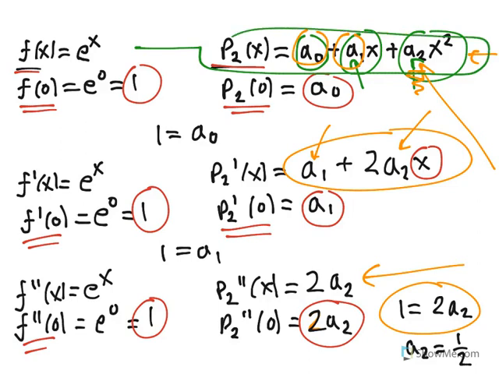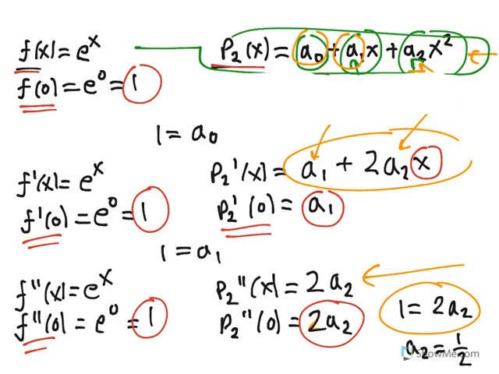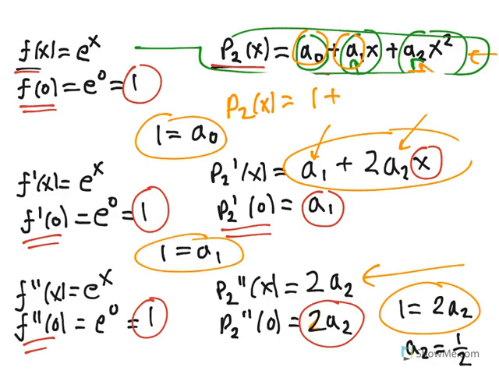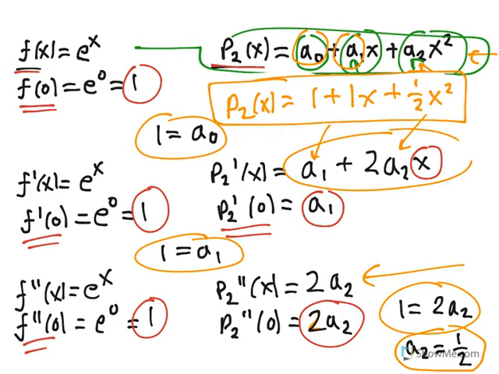I'm just going to erase a little bit so I can go ahead and write it here. Having found that a naught is equal to 1, I can write p sub 2 of x is equal to 1. Having found that a sub 1 is equal to 1, I can write a sub 1 x, or 1x. And having found that a sub 2 is equal to 1/2, I can write a sub 2, or 1/2 x squared. So this is my second degree polynomial function to approximate f of x equals e to the x at x equals 0.